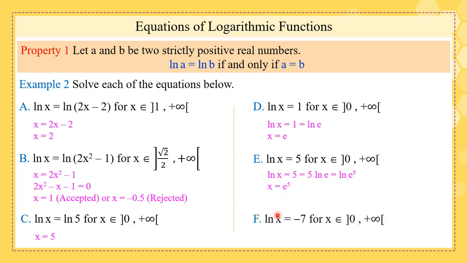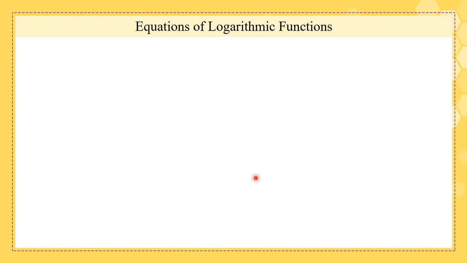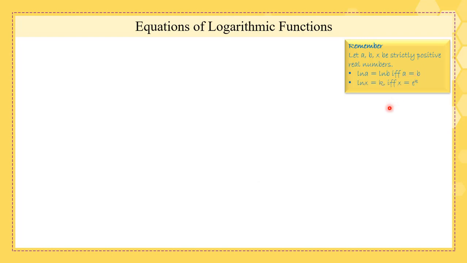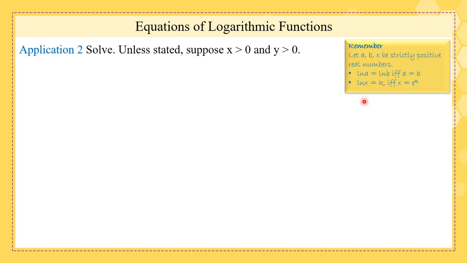So here, ln x is negative 7. We can automatically say that x is e to the power negative 7, applying the same procedure in part E. Let's see the list. Ln A is ln B if and only if A is B. And remember, if ln x is k, this means that x is e to the power k and vice versa. So x is directly e to the power k.